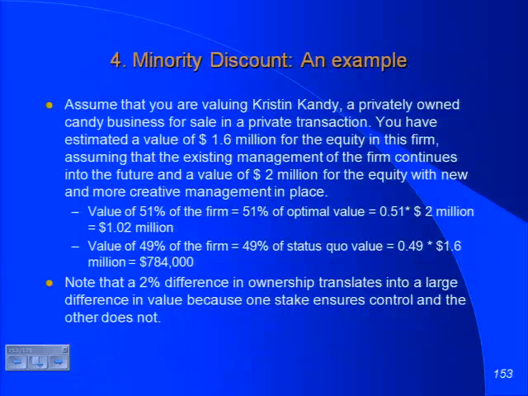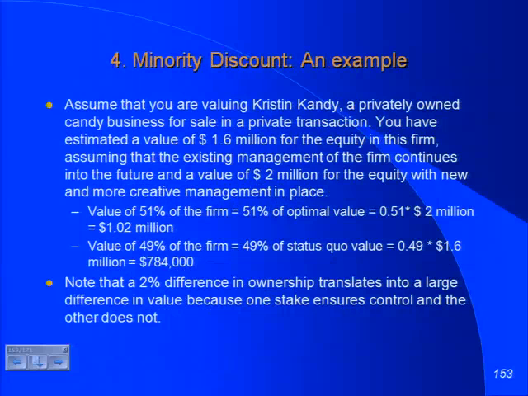Let's talk about minority discounts. Right? Let's say you're valuing a private company. In this case, let's say it's a candy company. You come up with a value of 1.6 million for the equity in the company with the existing management, and 2 million with the optimal management. Status quo value 1.6 million. 2 million is the optimal value.